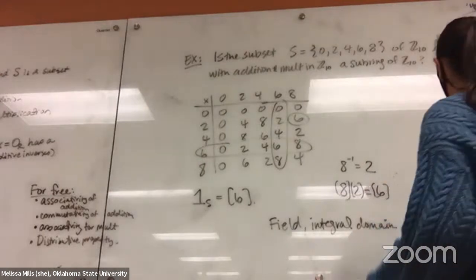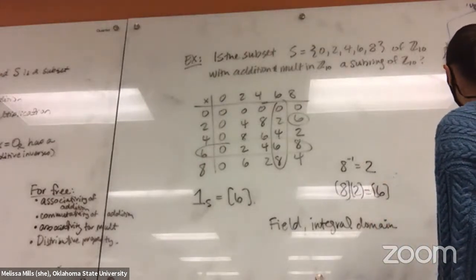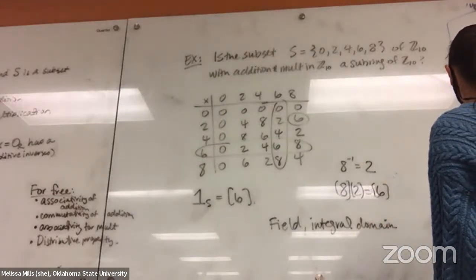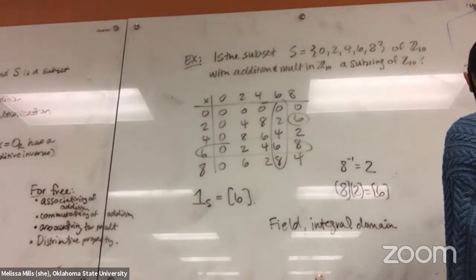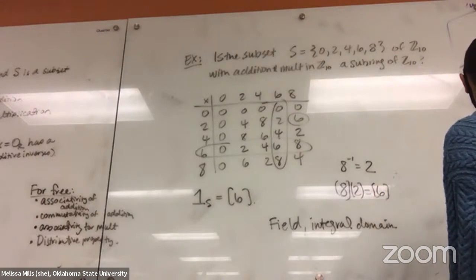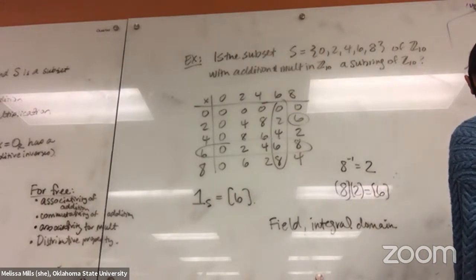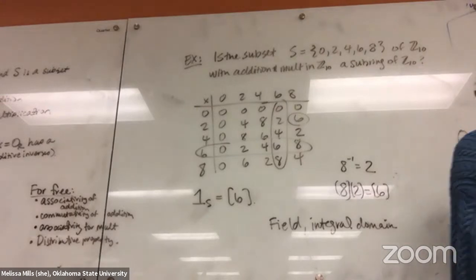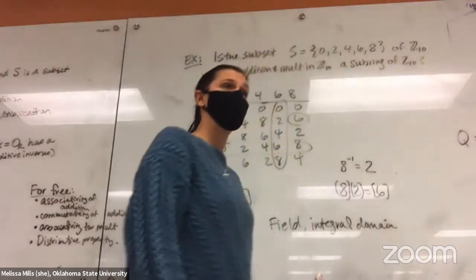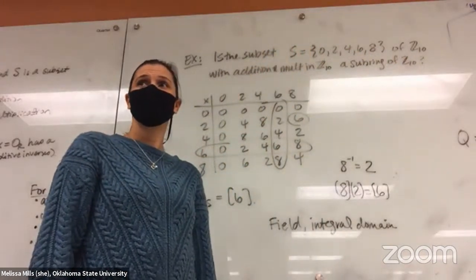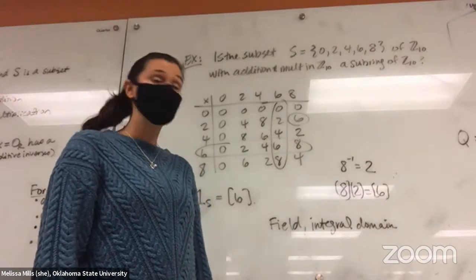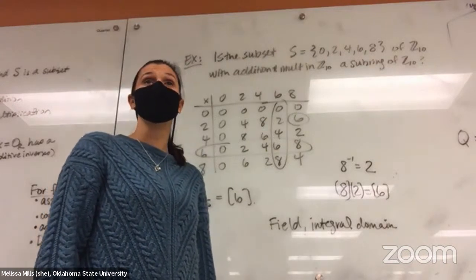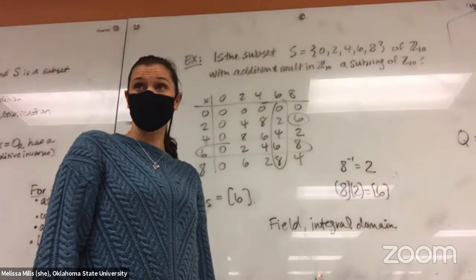Okay, so let's do another example. What if I had this set? I call it Q, maybe. If I had 1, 3, 5. What if I did the odd numbers in Z10? Is that a ring, subring? No, why not? What breaks? It's not closed under addition. If I add 1 + 1, I get 2, which is outside of my set, right?